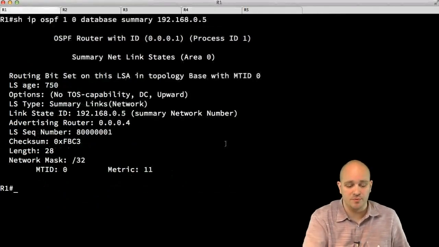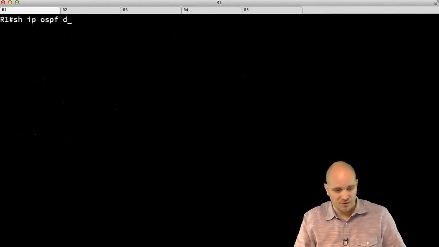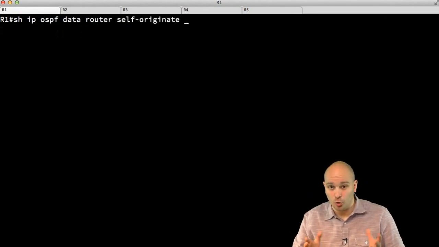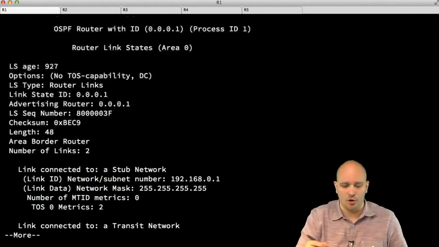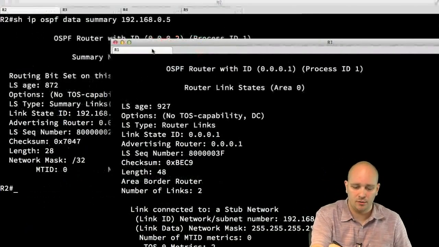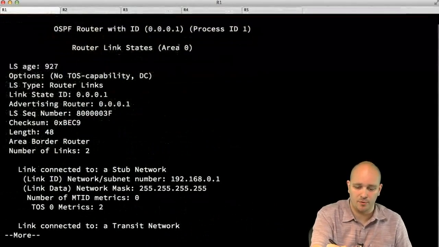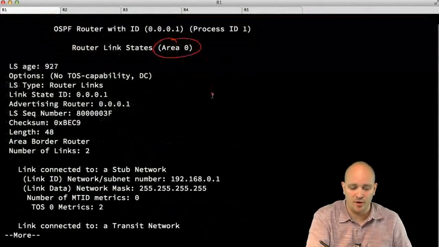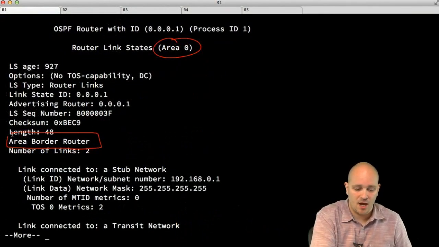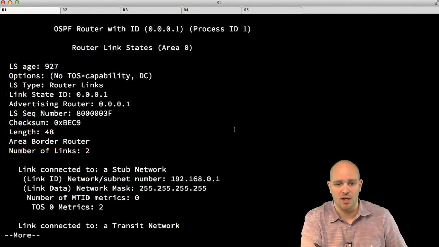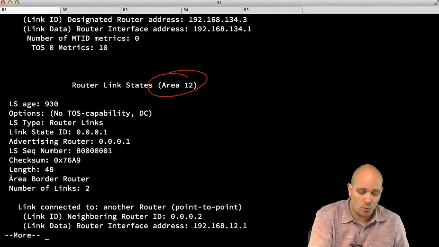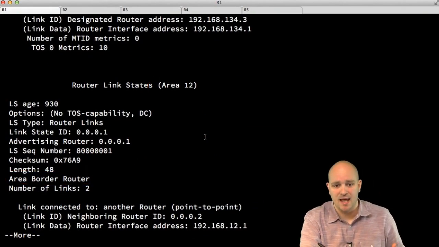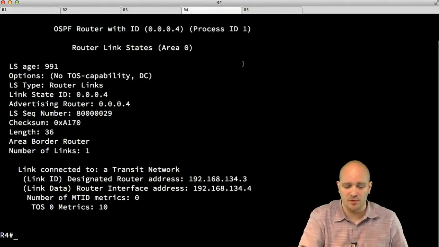The same thing we can observe on R1 if you do show IP OSPF database router self-originate. I'm now going to look into the database for area 0 and for area 12. So here is the output for area 0. This happens from time to time, I do apologize about that. So here is the output for area 0, and we can see here that R1 is claiming to be an ABR in area 0, and also now we can see here for area 12, R1 is also claiming to be an ABR. The same situation is with R4.